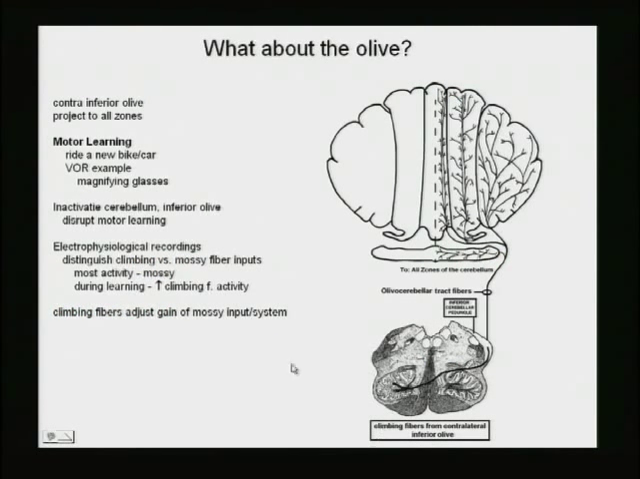Well, what about the olive? Dr. Ulrich went on and on about the olive. I thought he did a really nice job talking about all the various ways that it's involved in motor learning. I think that if you are able to answer a question on the exam that the inferior olive is involved in motor learning, that's good enough for me. But don't forget that all of those cerebellar fibers are crossed, go through the inferior cerebellar peduncle, and go to all zones. Don't miss a question on the exam.